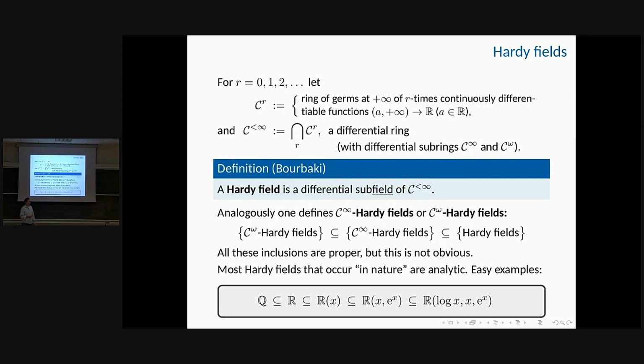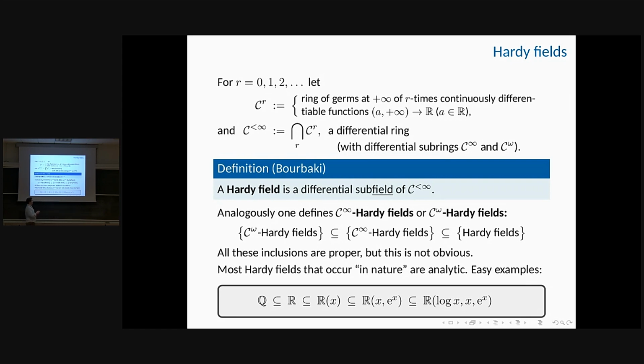Why is this contained in C^(<∞)? Well, this is essentially because if you have a rational function and you substitute x into it, the denominator has only finitely many zeros, so at some point it will be non-zero, and this expression will make sense in the world of germs. Here x denotes the germ of the identity function. And of course, it's closed under taking the derivative. So here we have an example of a Hardy field.